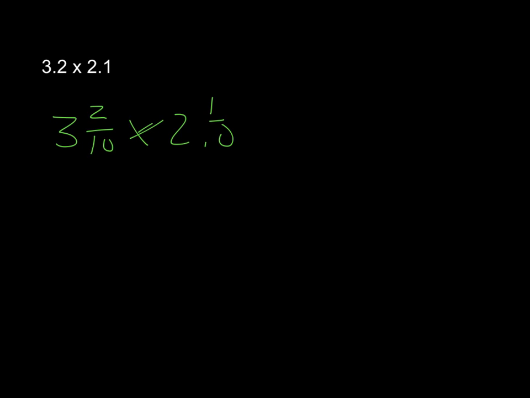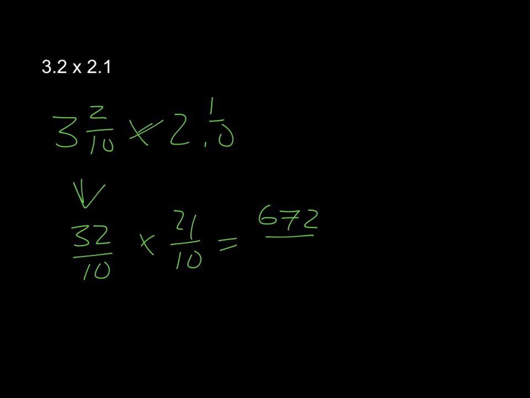And if we're going to multiply it that way, we want to make sure that we're turning it into an improper fraction, where we have 32/10 times 21/10, which gives us 672 100ths, or if we wrote that as a decimal, we would have 6 72 hundredths. Now this is one way that you can do it. It's not the way that I would usually think to do it.